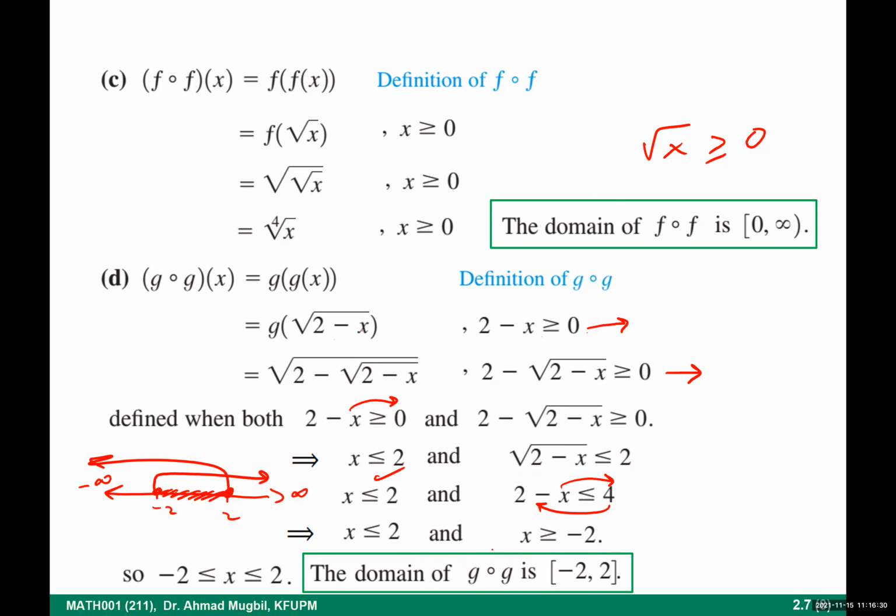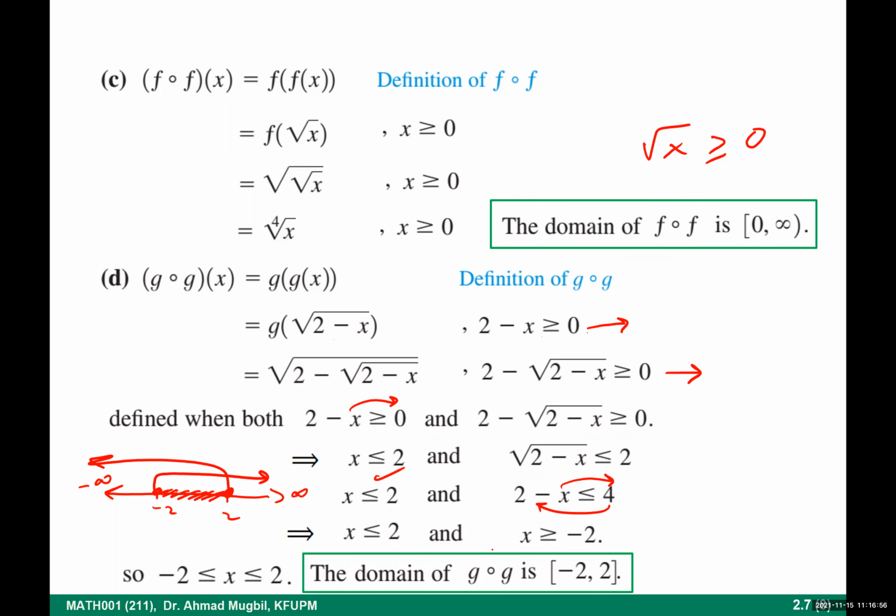Okay, let me go back to the sum, the difference and the product. How to find the domain of the sum or the difference or the product? Find the domain of f and the intersection with the domain of g. The domain of f plus g will be the intersection of the domain of f and the domain of g. This is the answer, easy in that case.